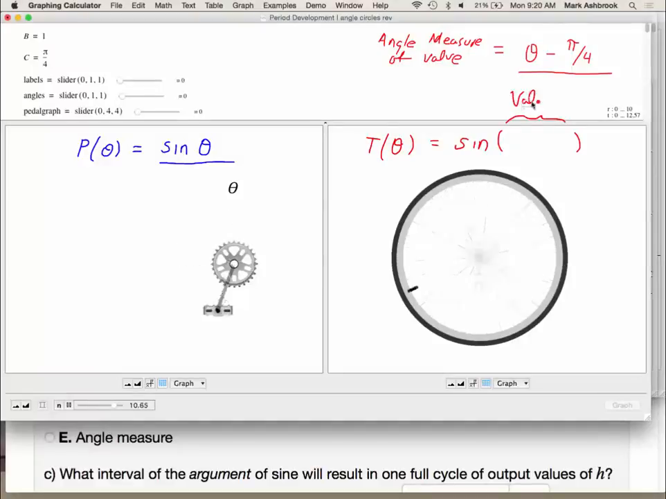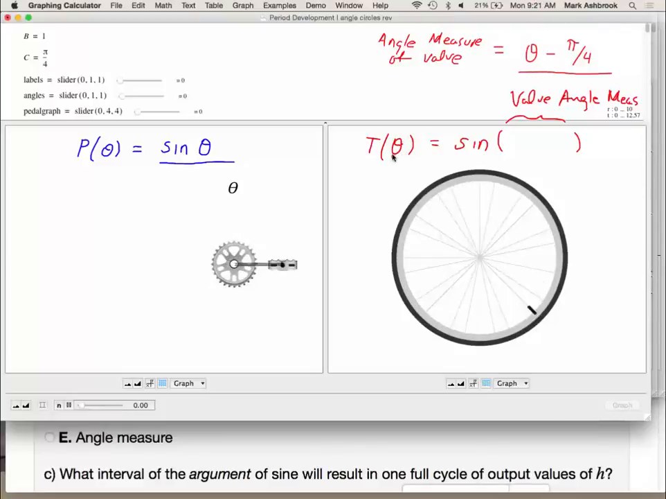Valve angle. If it's giving us an output about the valve, then the input has to be about the valve, right? Or the argument. So this has to be the valve angle measure. You put the valve angle measure in, you're going to get the valve vertical position. Makes sense, right? You put the valve angle measure into sine, sine's going to give you that vertical position of the valve. All right? Well, what is the valve angle measure?